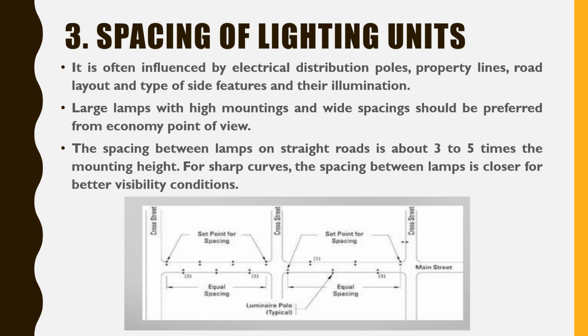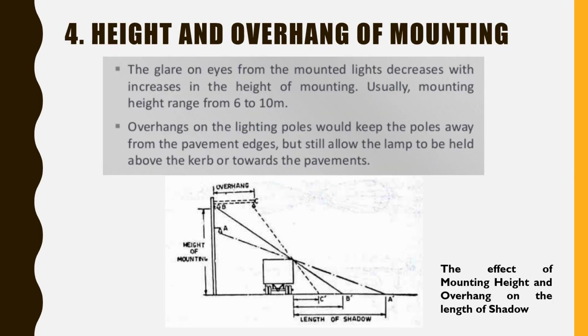Now next, let us see the number 4 factor, that is height and overhang of mounting. That is the pole on which you are fixing the light. That is the height of mounting, and this is usually kept at 6 to 10 meters. The glare on eyes from the mounted lights decreases with increase in the height of mounting. Usually mounting height ranges from 6 to 10 meters.